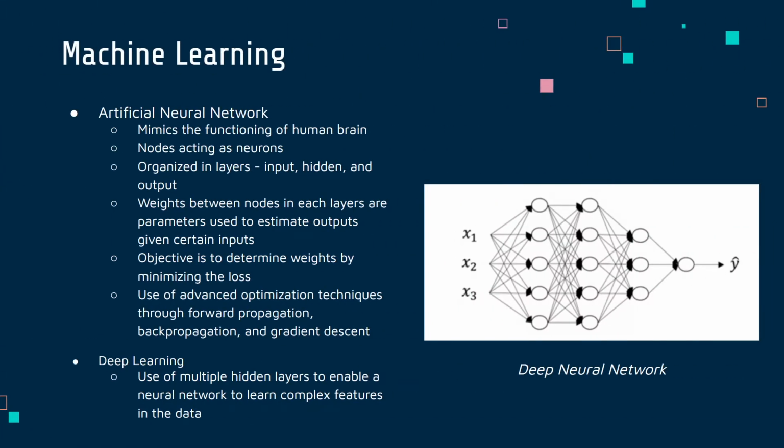Now coming to machine learning. Although there are various types of algorithms and concepts in machine learning, I'll be focusing on artificial neural networks which try to mimic how a human brain works. Neural networks consist of nodes which act as neurons, organized into layers with an input, hidden, and output layer. The weights between the layers, denoted by the arrow in the diagram on the right, are used to estimate outputs given certain inputs, and the objective of the model is to determine the weights which will minimize the error. Deep learning is essentially just using multiple hidden layers in order to enable a neural network to learn complex features.